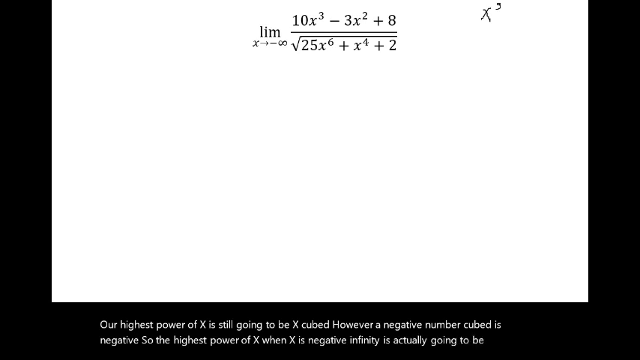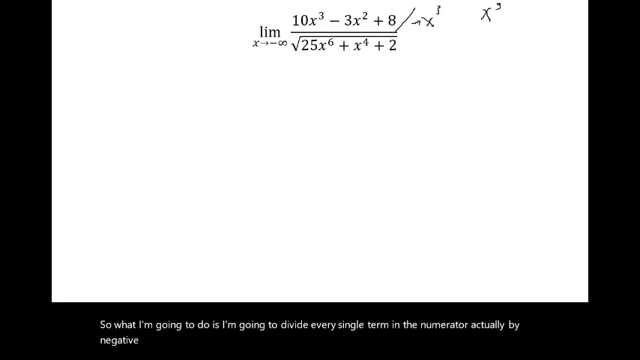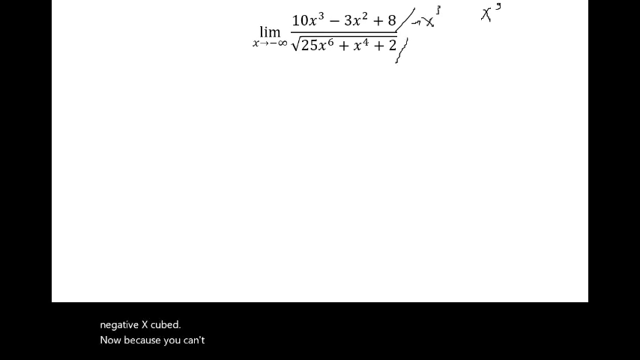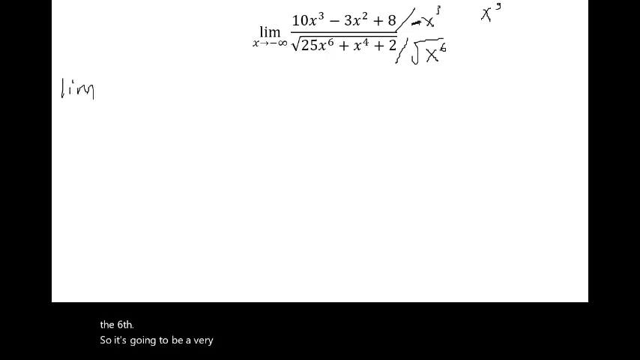So what I'm going to do is I'm going to divide every single term in the numerator actually by negative x cubed. Now, because you can't take the square root of a negative, and negative raised to the 6th power is a positive anyway, I am still going to stick to dividing the denominator by the square root of x to the 6th. So it's going to be a very similar idea, but we're going to have a few more negatives in the mix here.